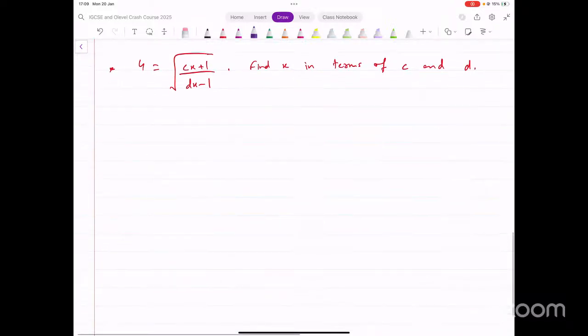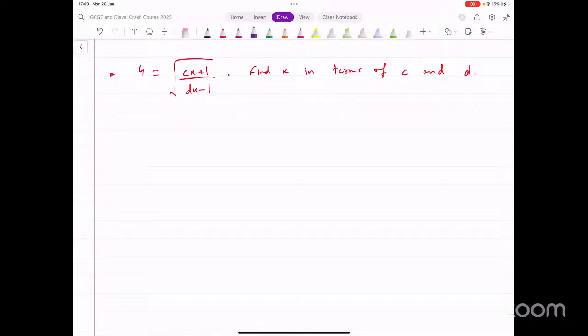Now, what do we do now? 4 equals square root of cx plus 1 divided by dx minus 1. You want to make x the subject, remember? Square both sides and see what that gives you. Why do you want to square the side? Because there's a square root right now. We want to get rid of that. For that, we just square both sides like this, right? When we do that on the left side, we would get 16. On the right side, we have cx plus 1 divided by dx minus 1.